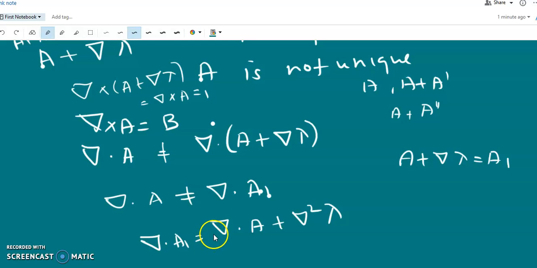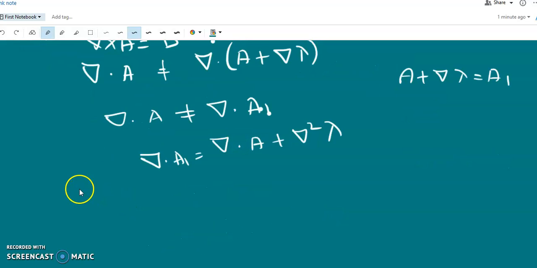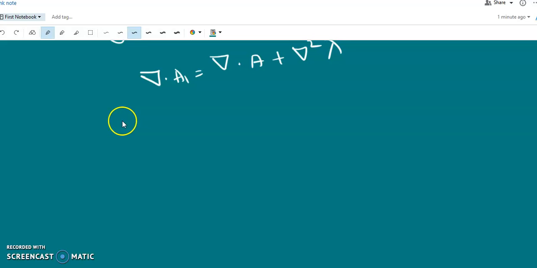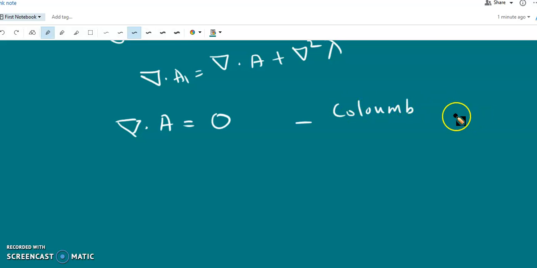So our vector potential is not unique, but its curl is unique, but its divergence is not unique. So we have an infinite set of values. So we have a freedom to choose the divergence of A. So if we choose the divergence of A equal to 0, it is called Coulomb gauge or Coulomb condition.